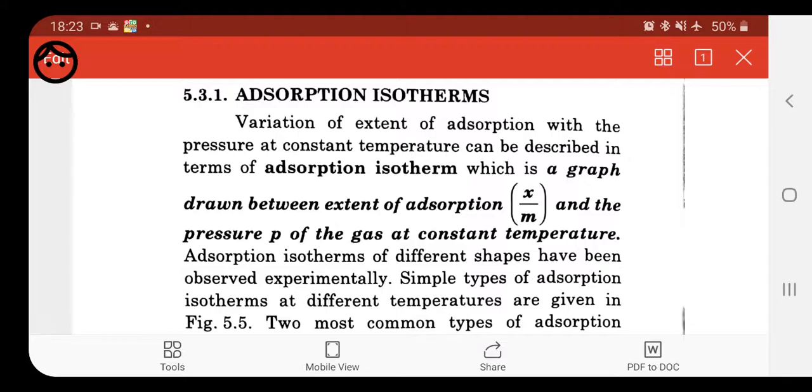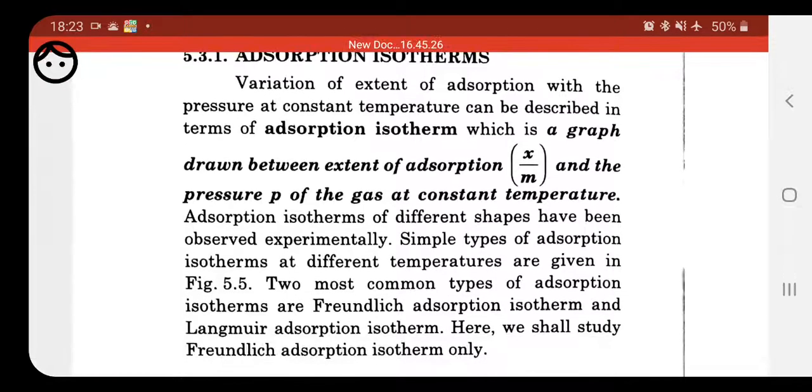Students, in the previous class, we have done till factors affecting adsorption of gases on solid. That is, nature of gas, nature of adsorbent, surface area, temperature, and pressure. Here, we can also represent this adsorption theory graphically at constant temperature and pressure.